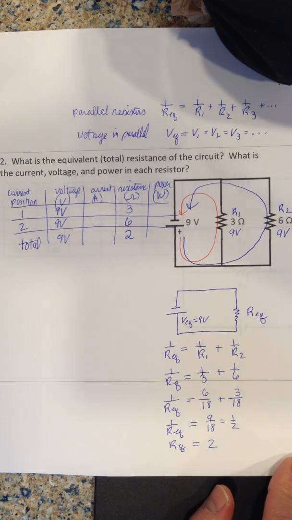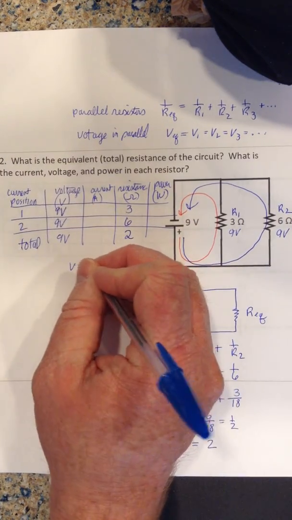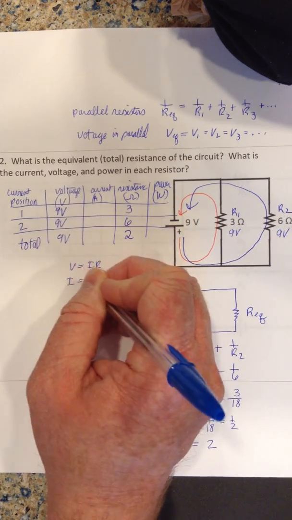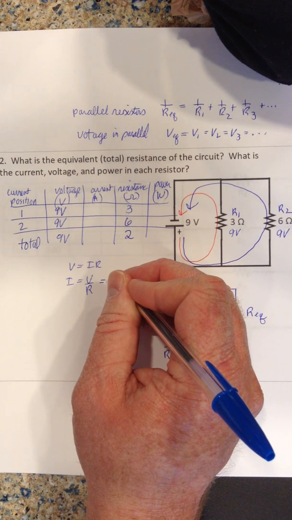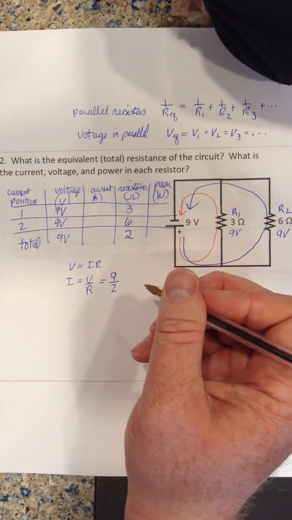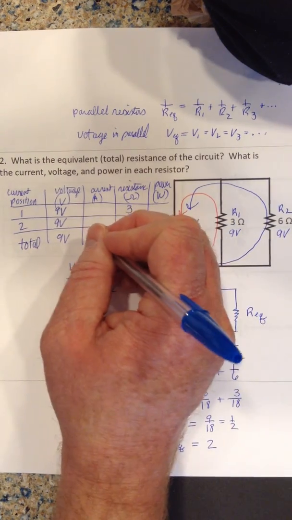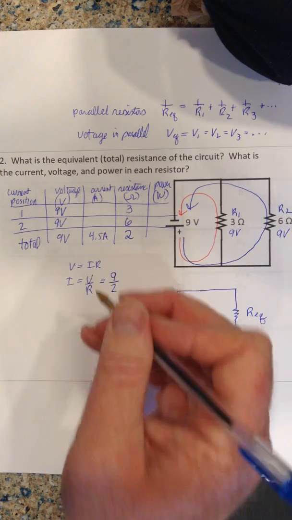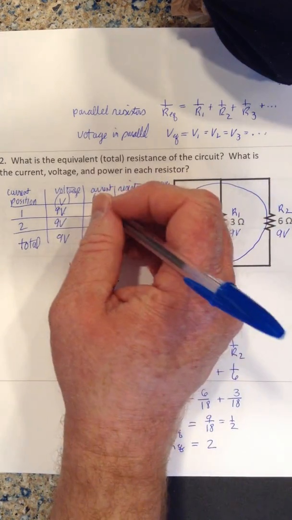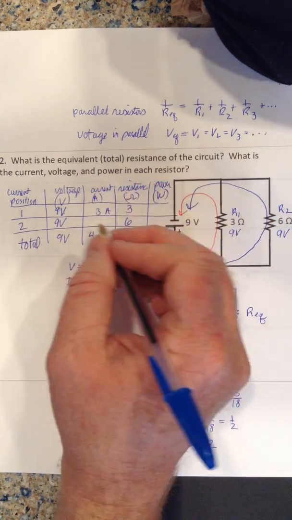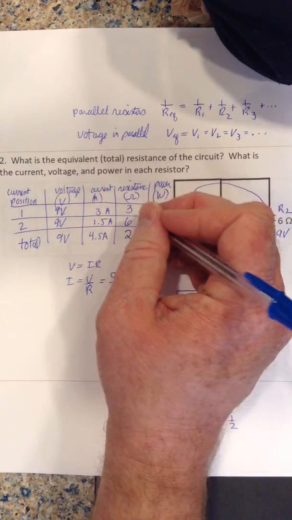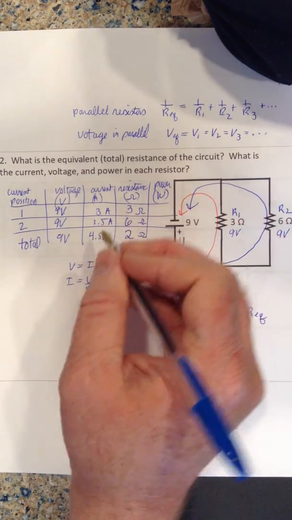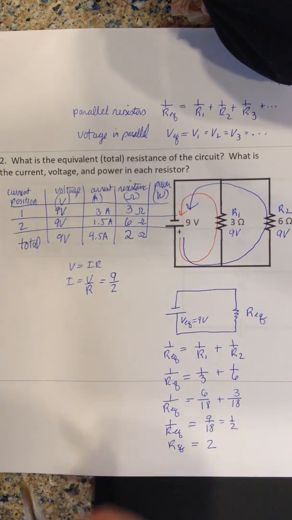Alright, so, well, I can now use V equals IR. So I is V over R. So I can use 9 volts over 2 ohms, and I get 4.5 amps. And I can also do 9 over 3 and get 3 amps, and 9 over 6 and get 1.5 amps. So those add up to 3 and 1.5 is 4.5, so that's right.